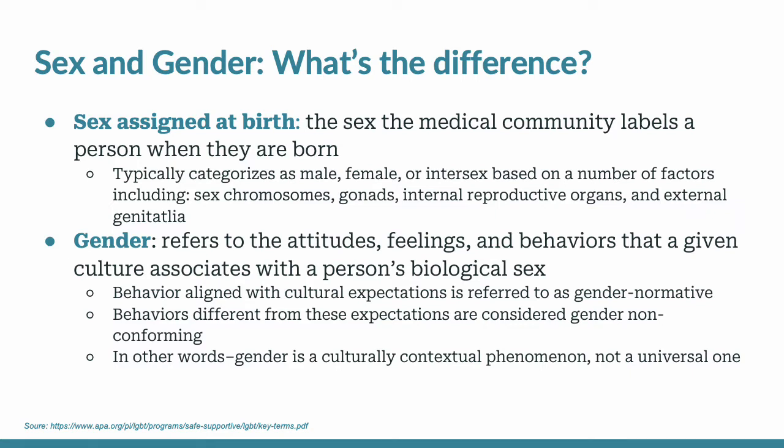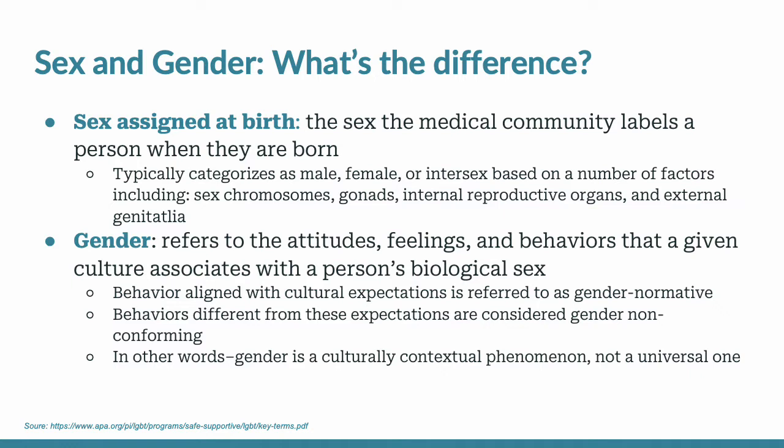What's the difference? One, sex assigned at birth is the sex that the medical community labels a person when they are born. Typically, one is either labeled a male, a female, or intersex. This is based on a number of factors, including but not limited to one's sex chromosomes, presence of gonads, internal reproductive organs, and external genitalia.